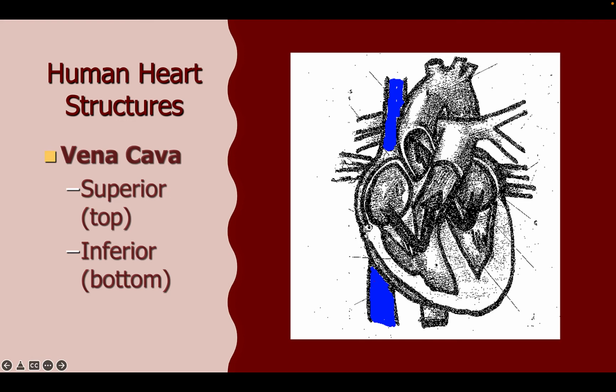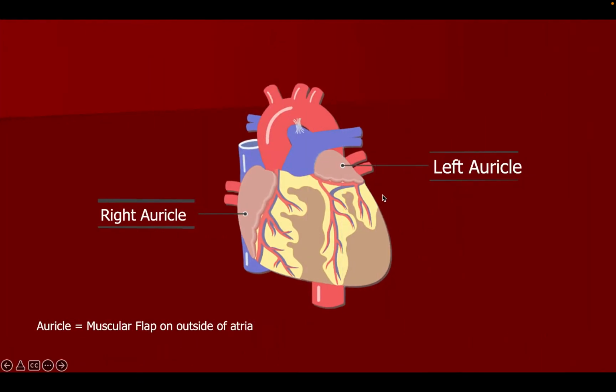Now, before we discuss the atrium, let's discuss something on the outside so that we know what we're looking at. These are called auricles. These auricles are what cover the outside of the heart. They're these muscular flaps, if you will, on the outside of the atria. On the outside of the right atrium, which we just identified, with the superior vena cava and inferior vena cava entering, the right auricle covers that right atrium, and the left auricle covers the left atrium.